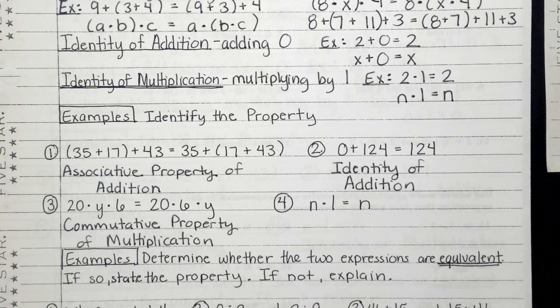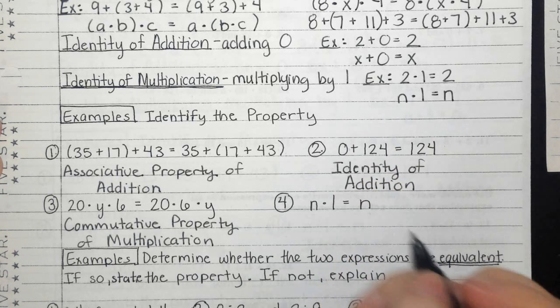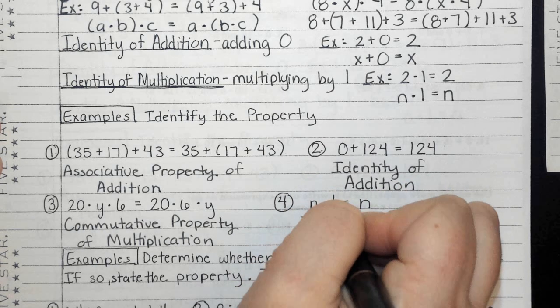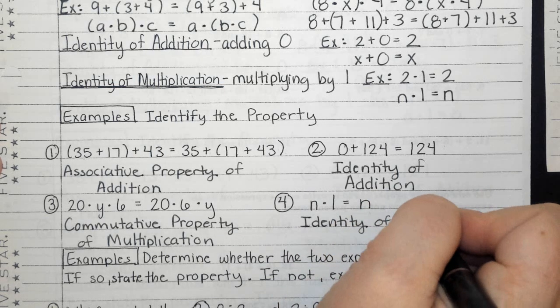All right, what about number 4? n times 1 equals n. Identity of multiplication. In fact, that's the exact example I wrote there. I didn't realize that. Identity of multiplication.